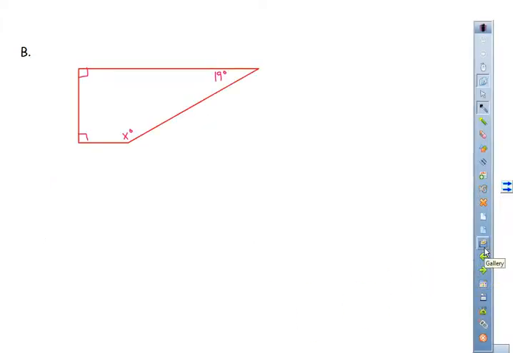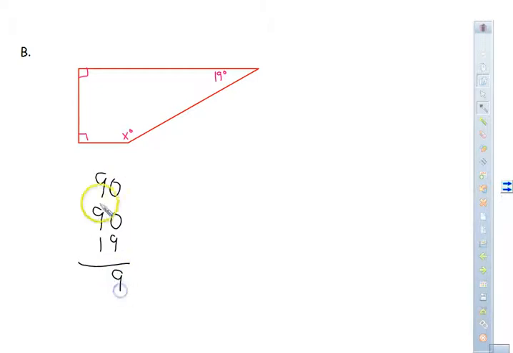Go ahead and solve this. You can hit pause. Alright, now we have this angle and this angle, which this little symbol right here means that we have 90 degrees. So 90 degrees plus 90 degrees, and we have this angle which measures 19. So we add this together, we get 9, we get 18 plus 1 is 19, so 199 degrees.